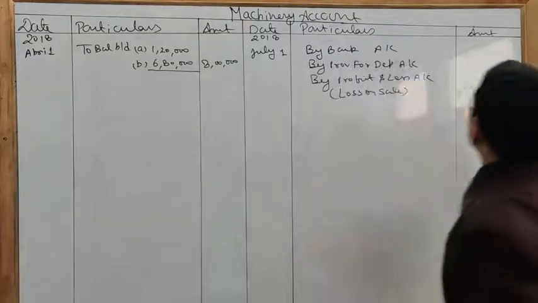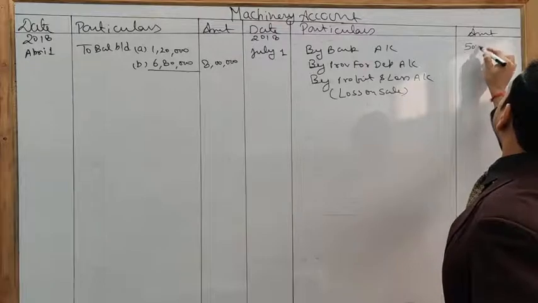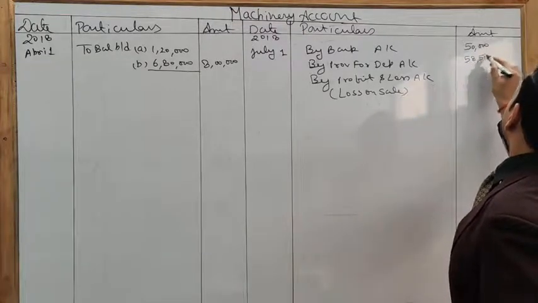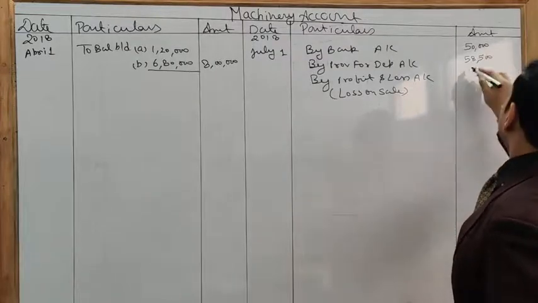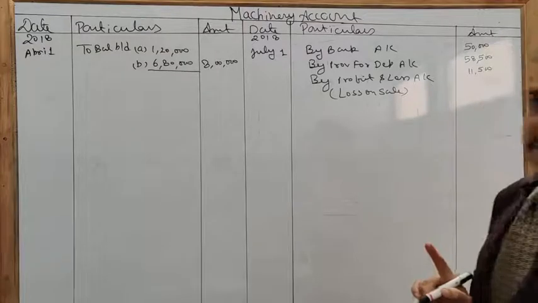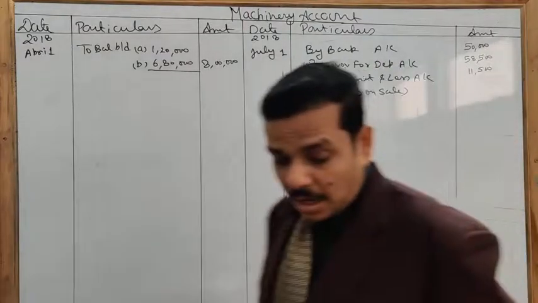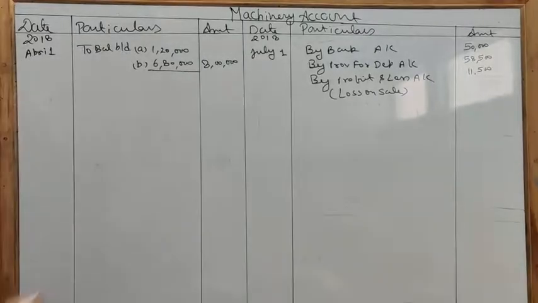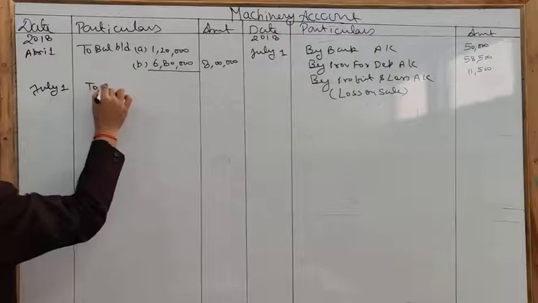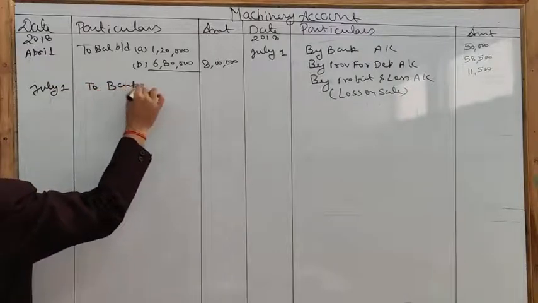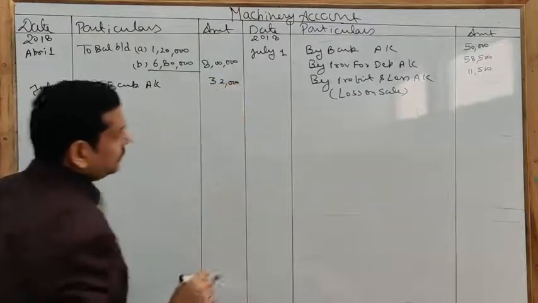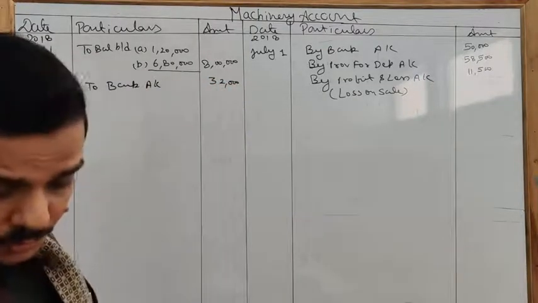Okay? See how much money you have received? 50,000. Amount of provision for depreciation is 58,500. Clear? And the loss occurring on the sale of machine is 11,500. So now our first machinery has been sold. Now we have purchased another machinery. July 1, to Bank account 32,000. Clear?